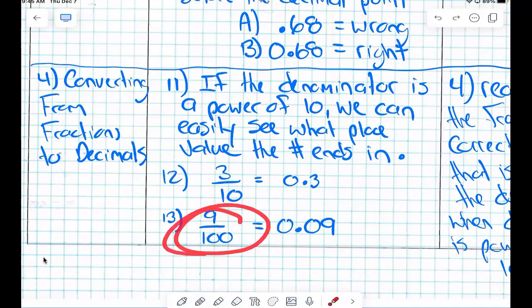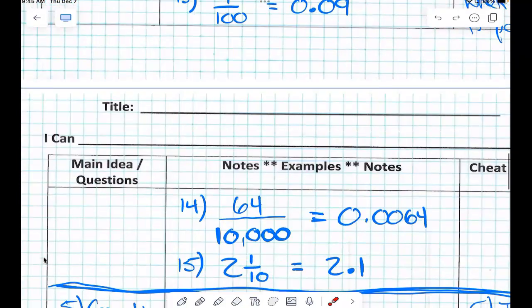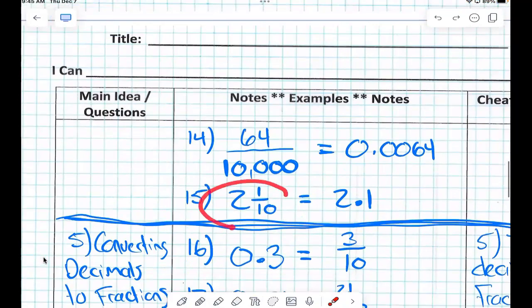How do you say the fraction, by the way? Is this a power of 10? Yes. So I read the decimal as 64 10,000ths, which is exactly how I just read the fraction, right? Yes. How about this one? Read this fraction, everyone, on the count of 3. 1, 2, 3. 2 and 1 10th. Everyone read this decimal on the count of 3. 1, 2, 3. 2 and 1 10th.